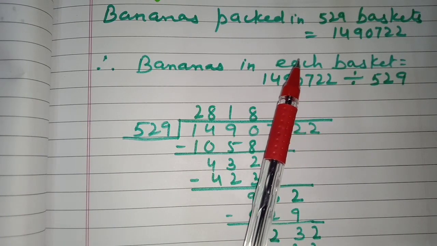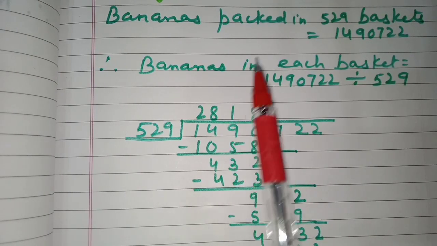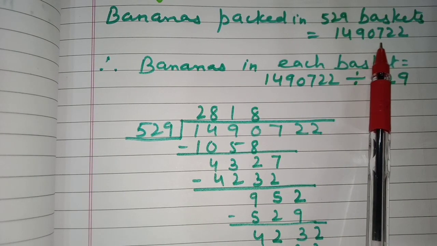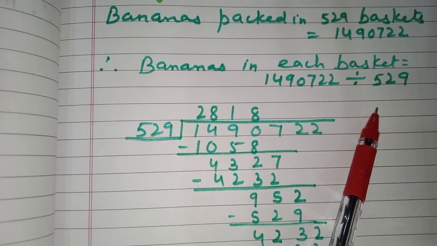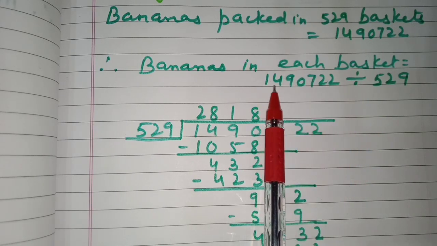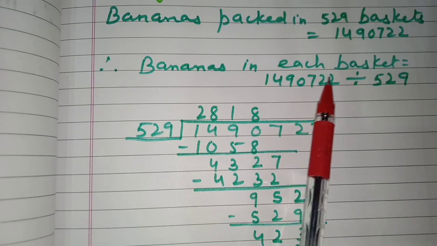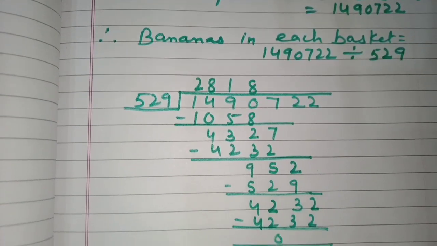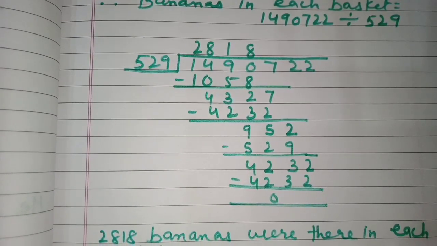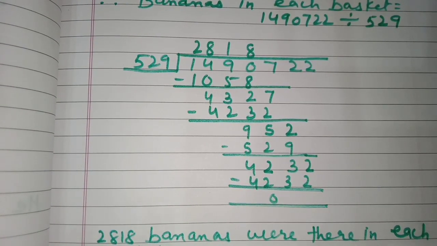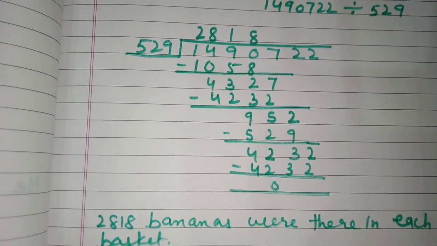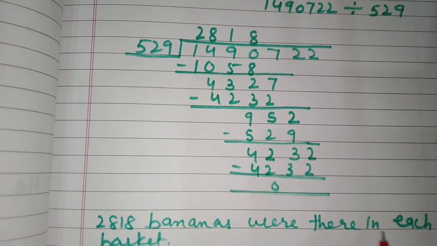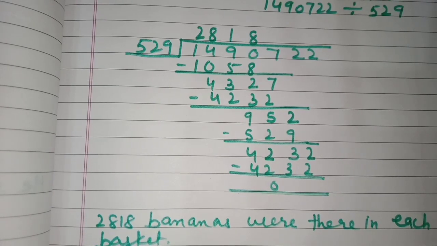Now when the remaining bananas are known to us, and bananas are in 529 boxes, we can easily find bananas in each basket. So we have to divide 14,90,722 by 529. So after division, what we will get? We will get 2,818. It means 2,818 bananas were there in each basket. In each basket there were 2,818 bananas.